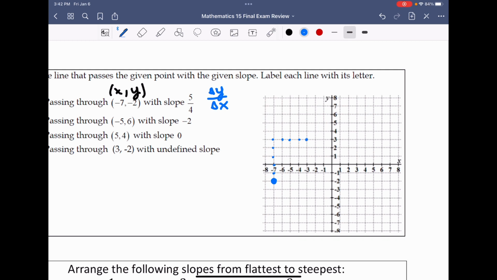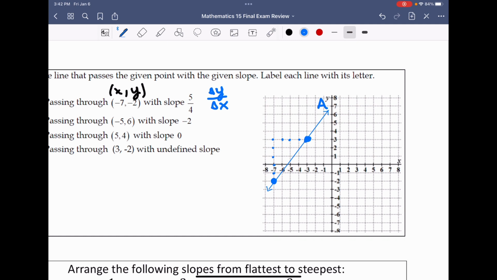Perfect. Now we have a second point here, and I'm just going to draw a straight line right through these 2 points. Once I've created those 2 points, I have my line, and remember, this could technically go on to infinity, so I'm going to put arrows on the line here, and we're going to label this as A.